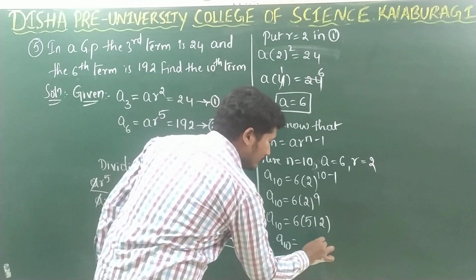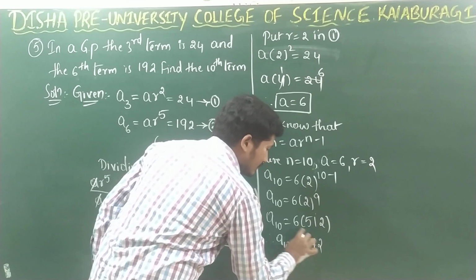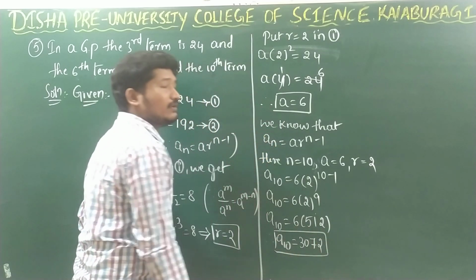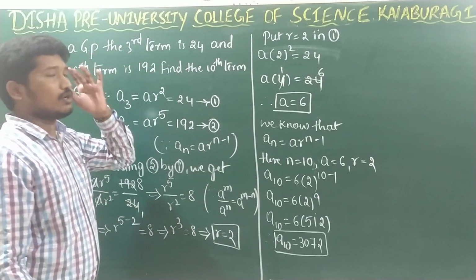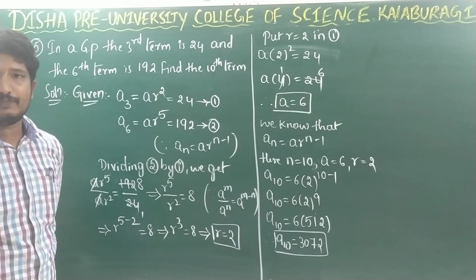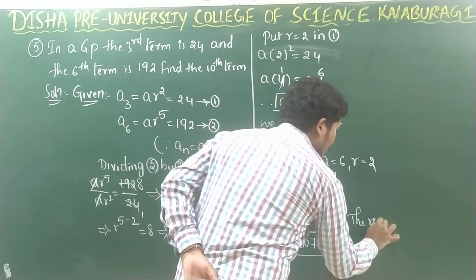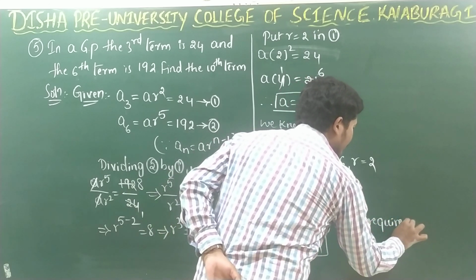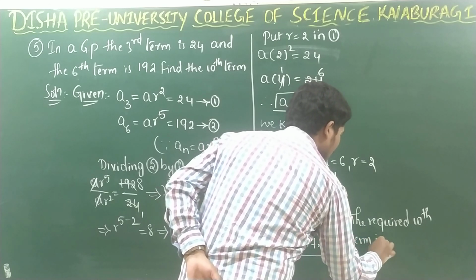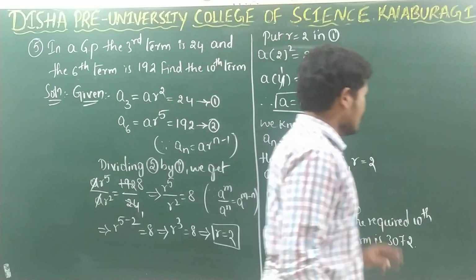6 twos are 12, 1 carry. 6 ones are 6 plus 1, it is 7. 6 fives are 30. So this is the required 10th term of the given geometric progression. So I hope you understood how we calculated it. At last, what will you write? Therefore, the required 10th term is 3072. So this will be your answer.